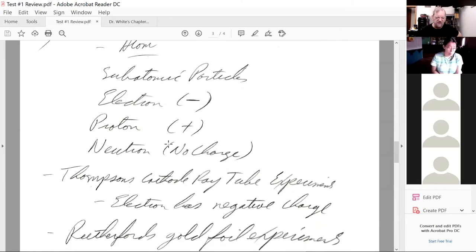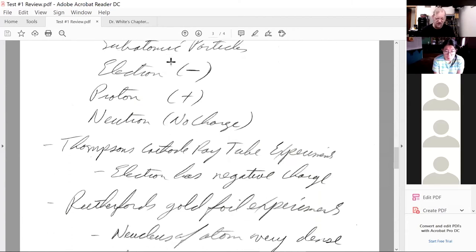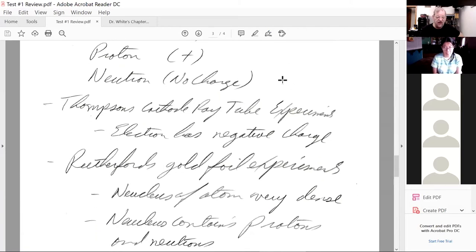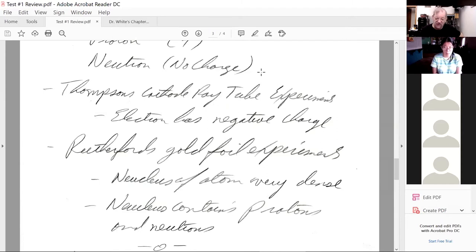Now, you should also be familiar with Thomson's cathode ray tube experiment, which determined that an electron has a negative charge, which was quite an important discovery. And then you should also know Rutherford's gold foil experiments dealt with the nucleus of the atom. That's the center of the atom. You should know it's very dense, and, hint, that the nucleus contains only protons and neutrons.